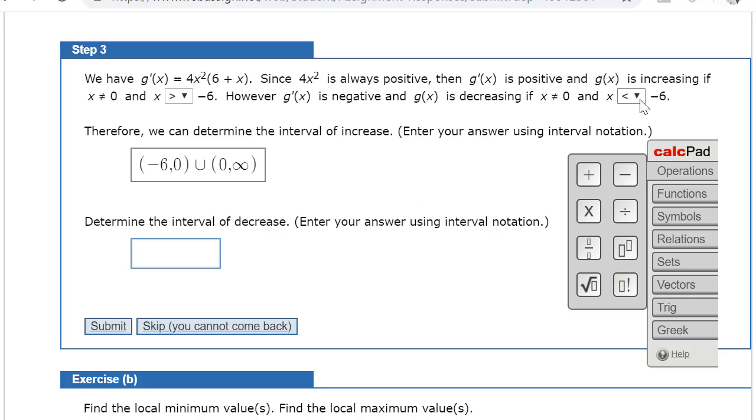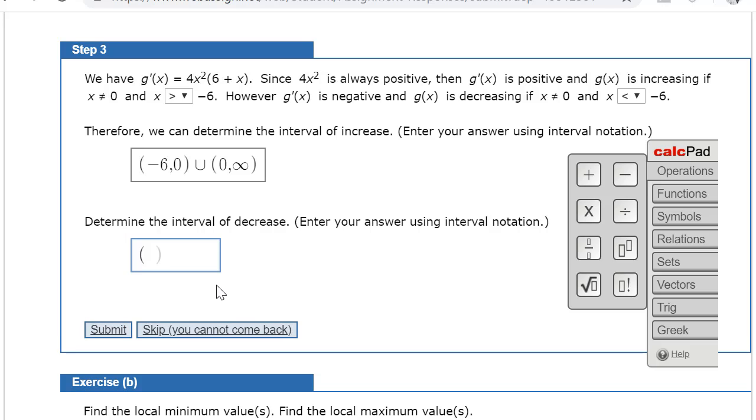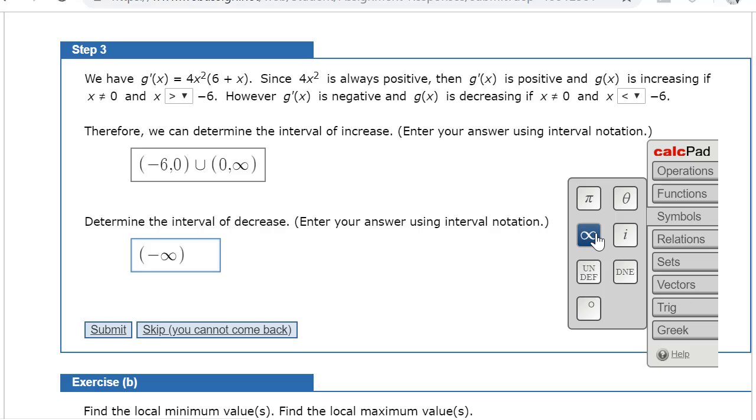Determine the decrease. Decrease is when x is less than negative 6, so that's going to go from negative infinity to negative 6.